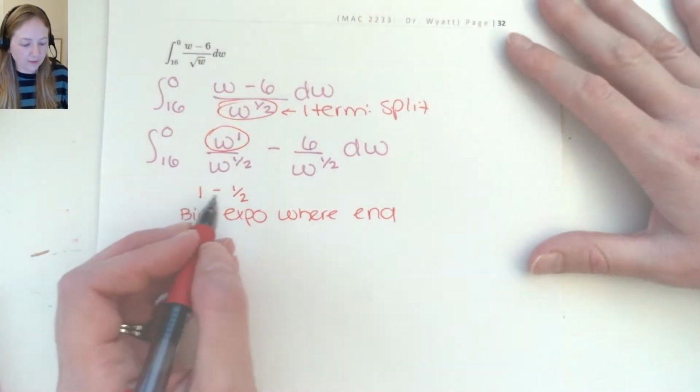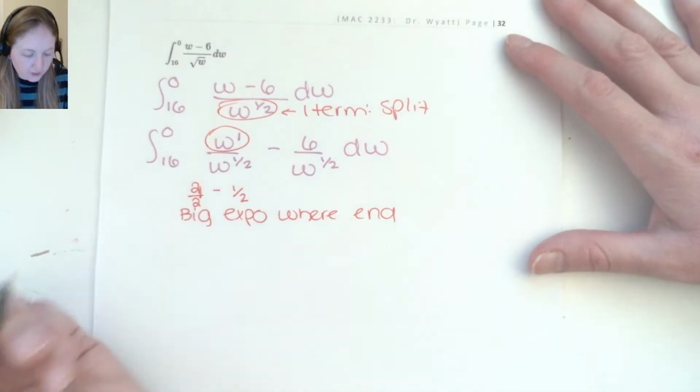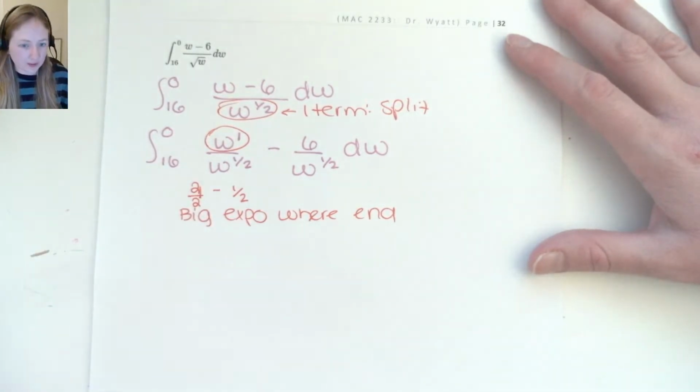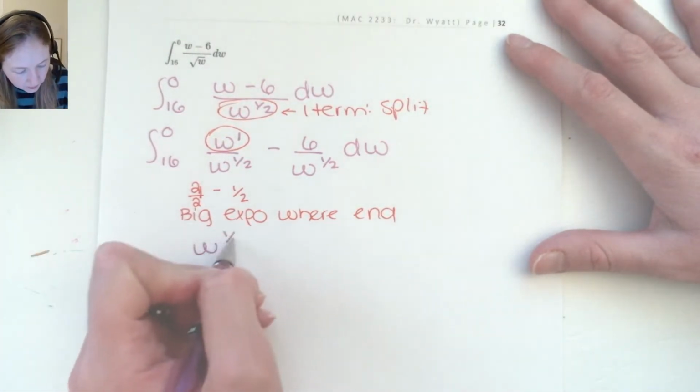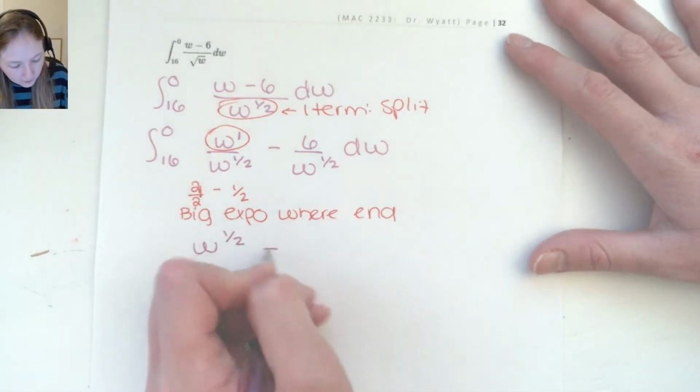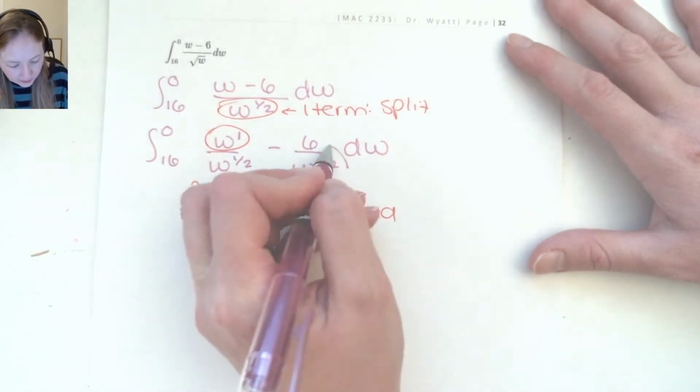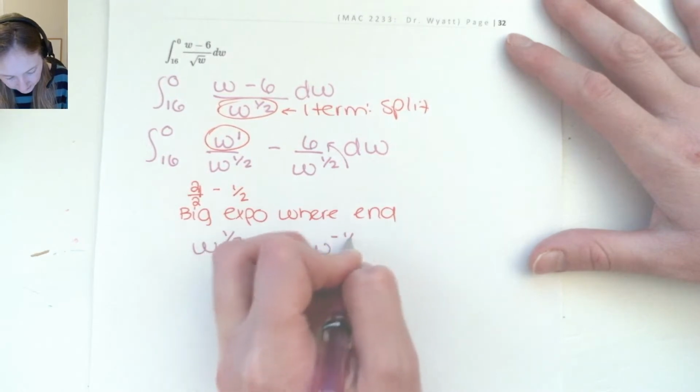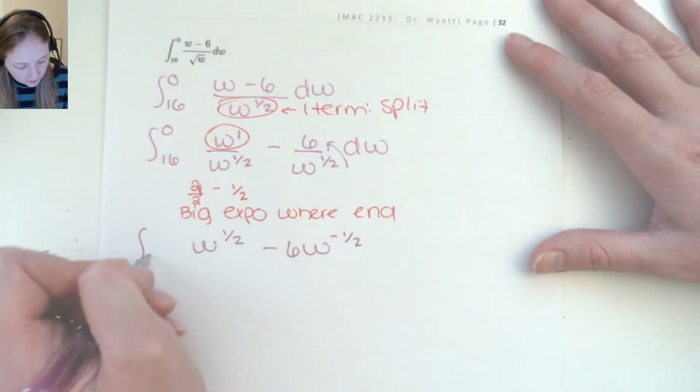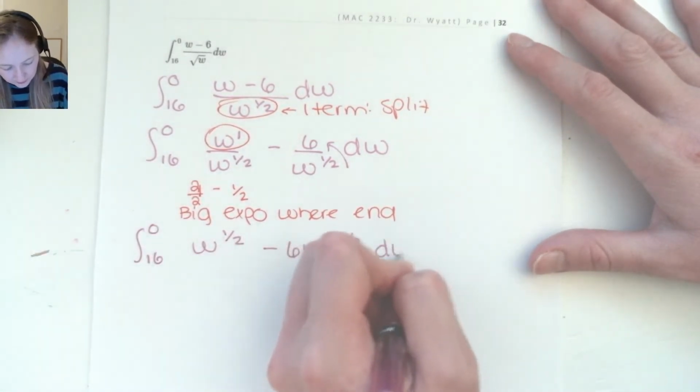So when I take 1 minus 1/2, that 1 converts into a 2 over 2. So that is going to give us a w to the 1/2 minus 6. This w to the 1/2 will come up as a negative 1/2. And then we have our 16, our 0, and our dw.